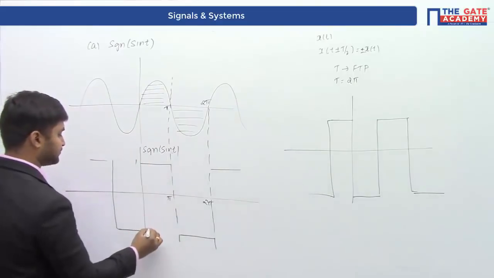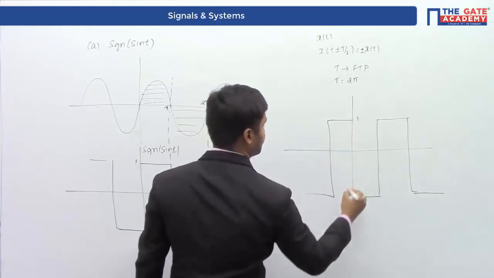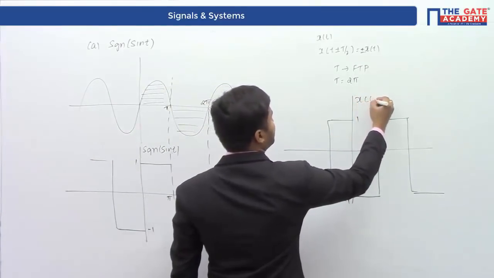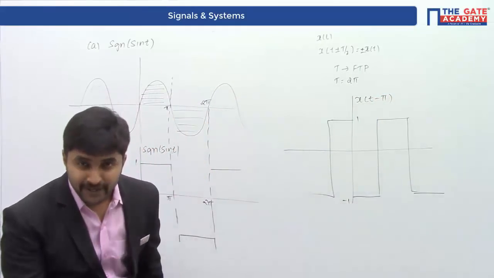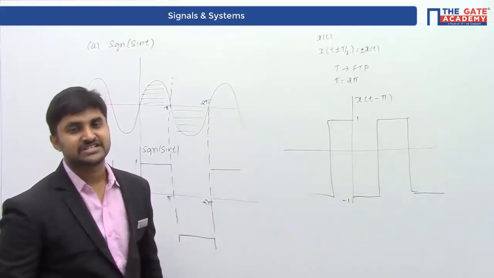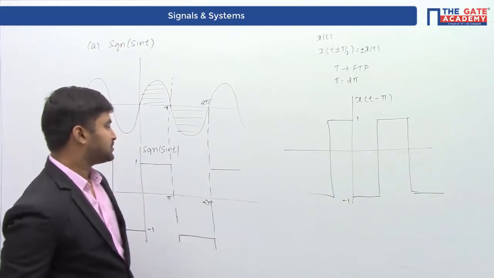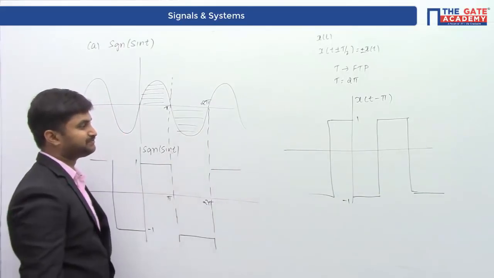This is 1 and this is minus 1. And this is x of t minus pi. We are shifting the signal by pi units to the right. So the signal is going to become something like this.